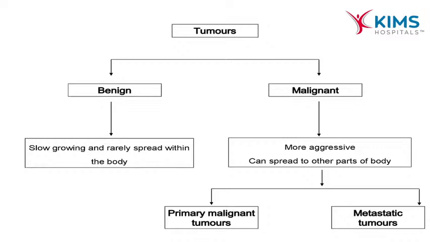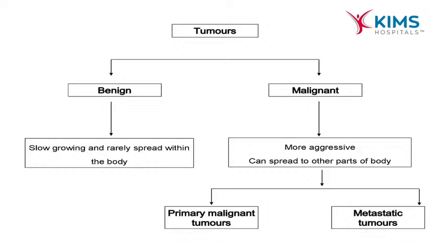Benign tumors are slow growing and rarely metastasize inside the body, other than 1 or 2% of giant cell tumors which can spread to the lungs. Other than that, they hardly spread in the body. Whereas malignant tumors are the dangerous types and need very active management.